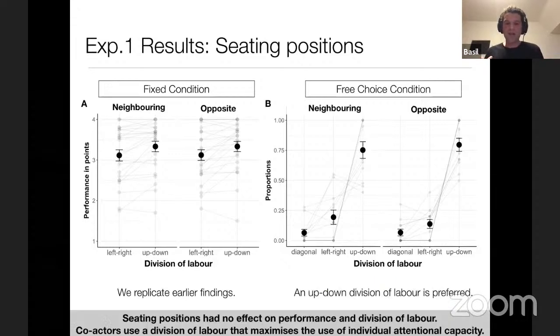So what we essentially find here is that the seating positions had no effect on performance and the division of labor. So co-workers actually use a division of labor that maximizes the use of their individual attentional capacities.